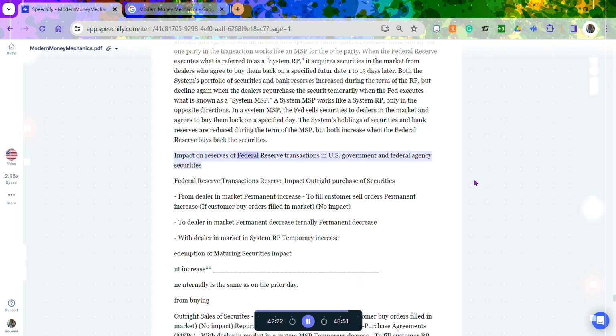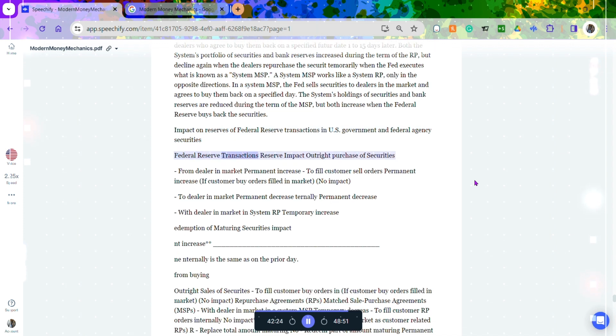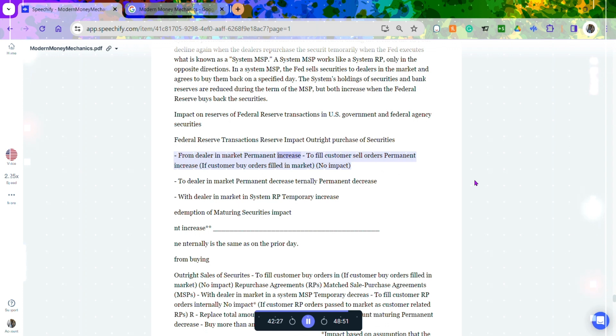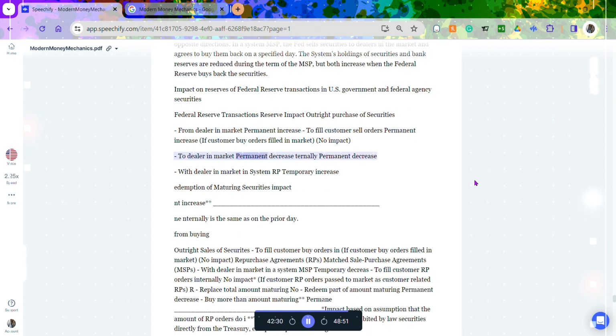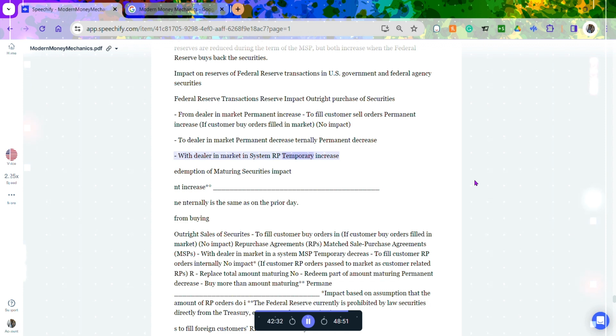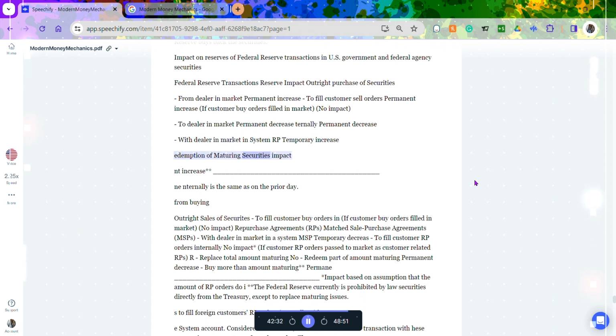Impact on reserves of Federal Reserve transactions in U.S. government and federal agency securities. Federal Reserve transactions, reserve impact. Outright purchase of securities: from dealer in market, permanent increase; to fill customer sell orders, permanent increase; if customer buy orders filled in market, no impact. Sale to dealer in market, permanent decrease. Repurchase agreements with dealer in market in a system RP, temporary increase. Redemption of maturing securities.